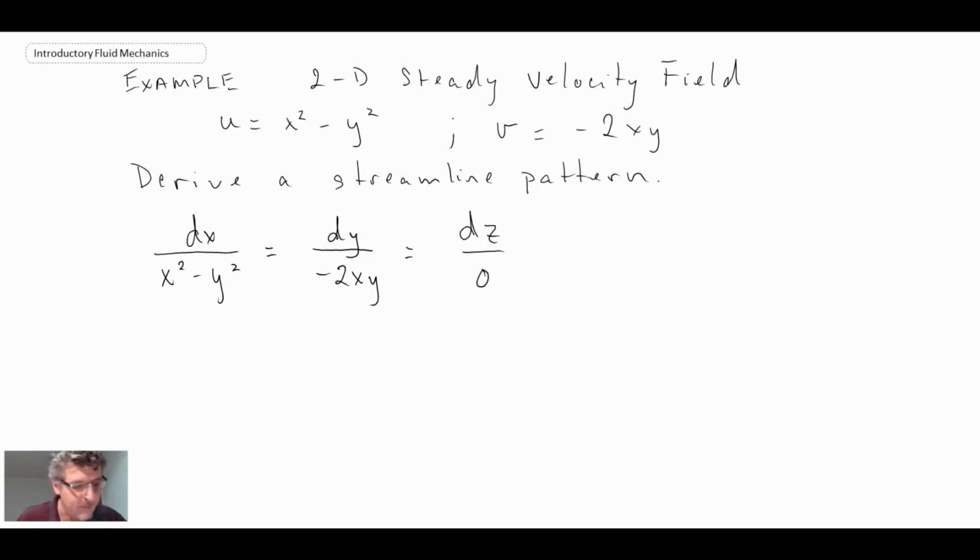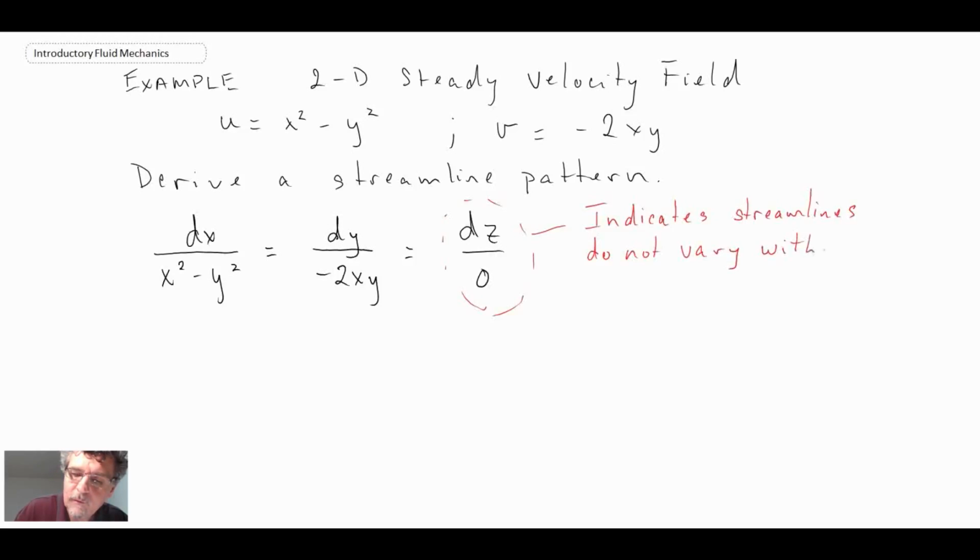Well, that blows up, but what this indicates to us is that the streamlines are only in the xy plane. So it indicates that the streamlines do not vary with the z dimension.